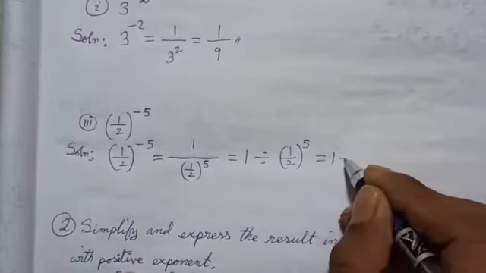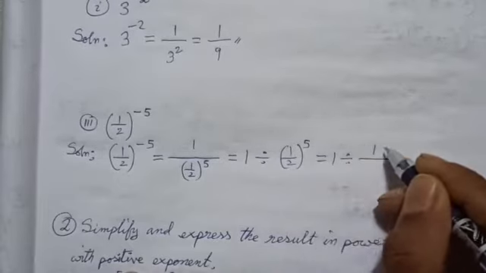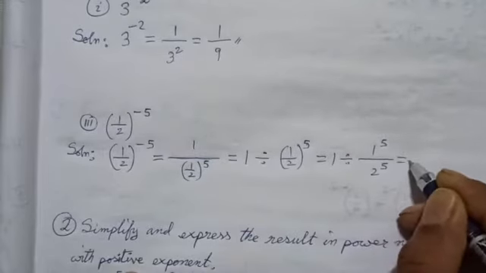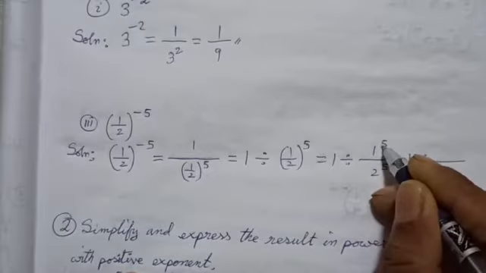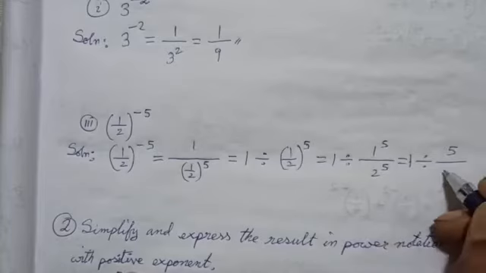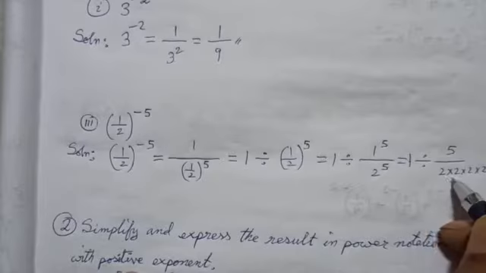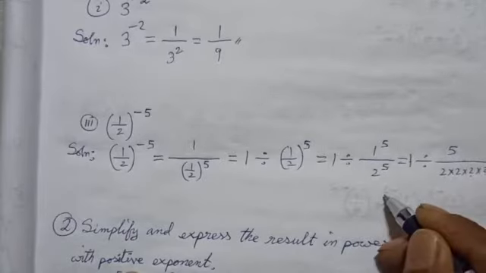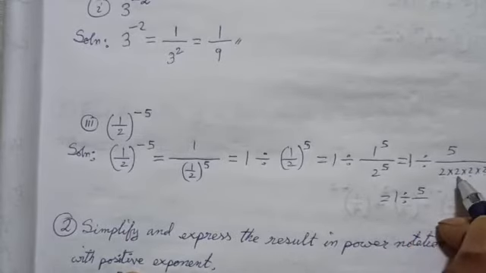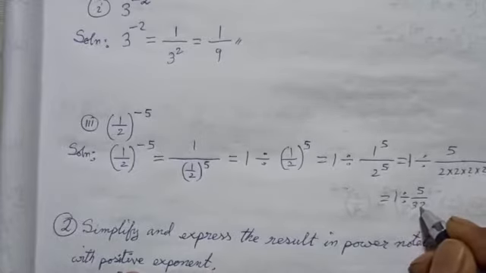is equal to 1 divided by... now 1 to the power 5, again 2 to the power 5. 1 to the power 5 is 1 into 1 into 1 into 1 into 1, that is 5. 2 to the power 5 is 2 into 2 into 2 into 2 into 2, 1 2 3 4 5. Then next, 1 is divided by 5 by... 2 times 2 is 4, 4 2 times is 8, 8 2 times is 16, 16 2 times is 32. So we are getting this 5 by 32.